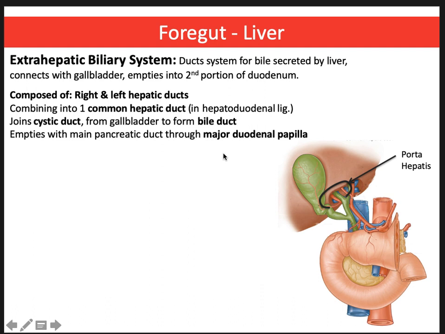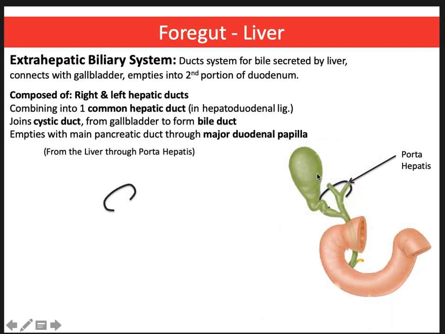So the other associated structure to the liver is the gallbladder, which is part of the biliary system. So the hepatoduodenal biliary system, or extrahepatic biliary system. This is basically a system that will collect the bile secreted by the liver, and that can be stored in the gallbladder or excreted to the GI, to the second part of the duodenum. So remember that it will meet with the pancreas and will excrete into the second portion of the duodenum.